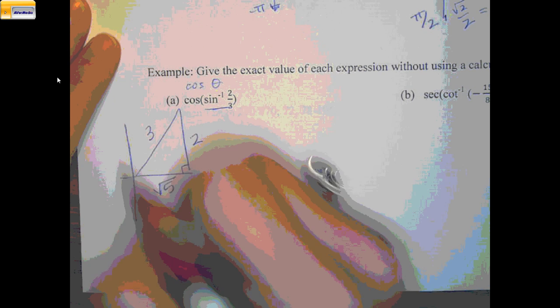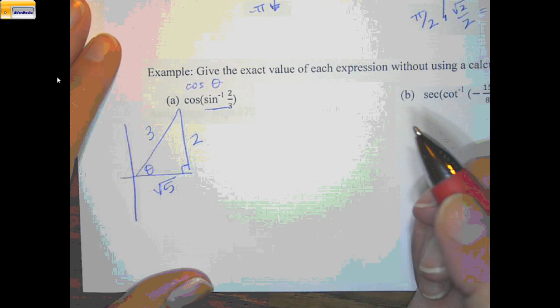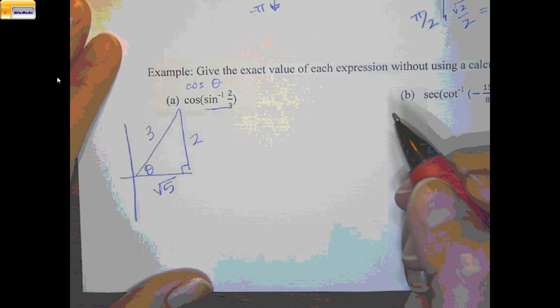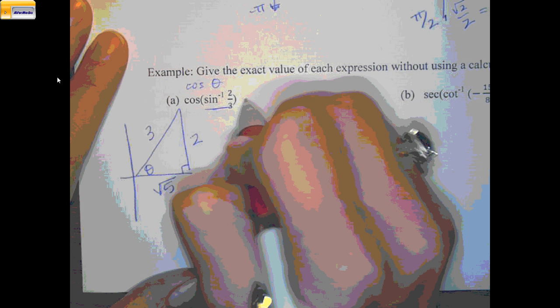And now that you have your triangle, it doesn't matter what theta is, because you can look at the triangle and figure out cosine of that theta. What is cosine? Adjacent over hypotenuse. That's radical 5 over 3, right?